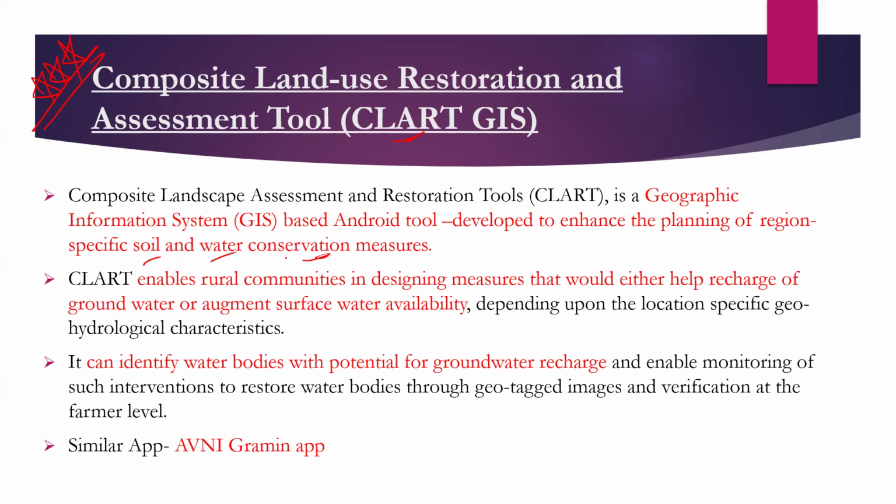Okay, so it will basically tell the farmer that it is here that you can get certain groundwater, or that this part of your land is water deficient, or that you should recharge more groundwater on it. That type of system can be accessed through your mobile phones, and it has been made with the intent that the farmer can easily understand the type of cropping pattern he has to follow. So this tool enables rural communities in designing measures to either recharge groundwater or augment surface water availability. So it gives you the data.